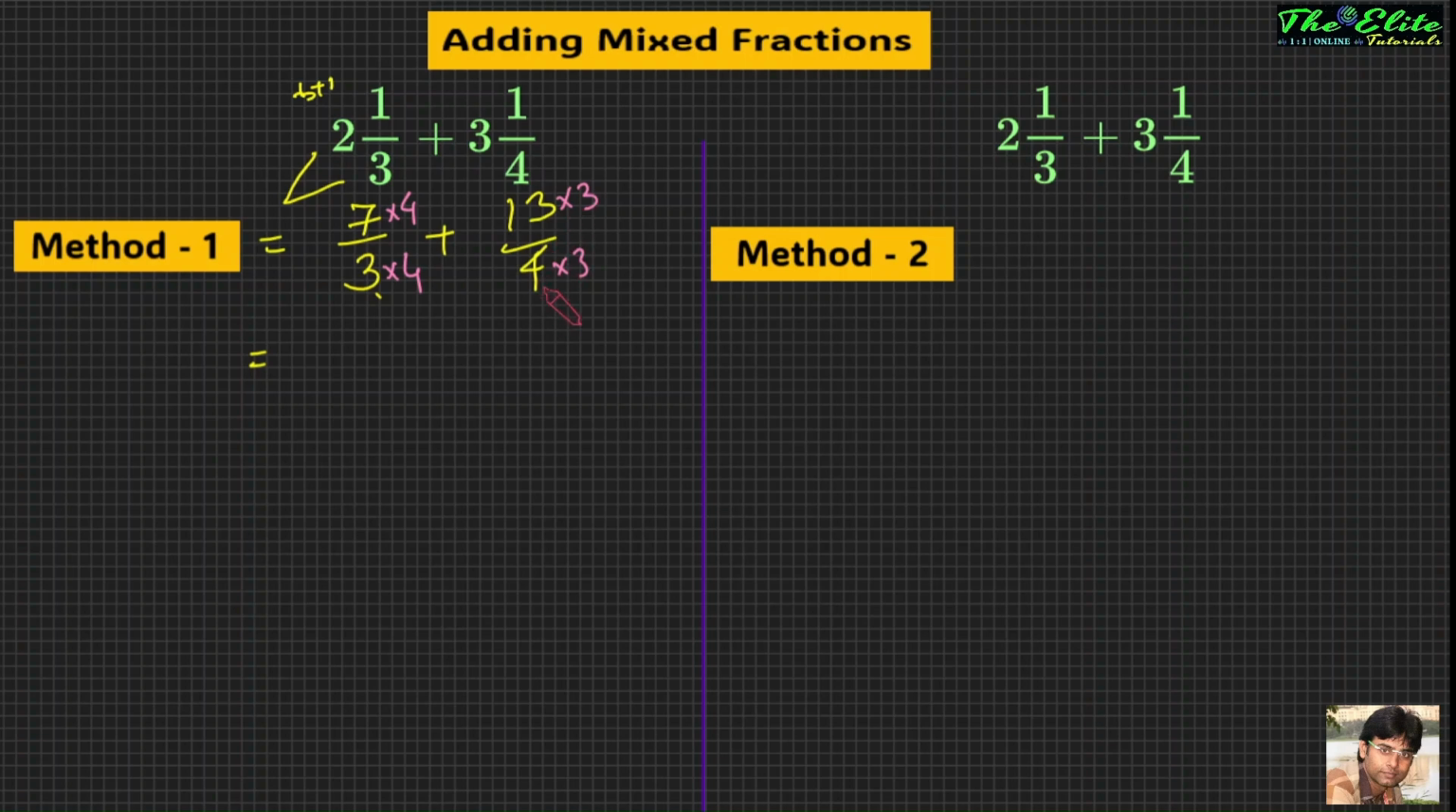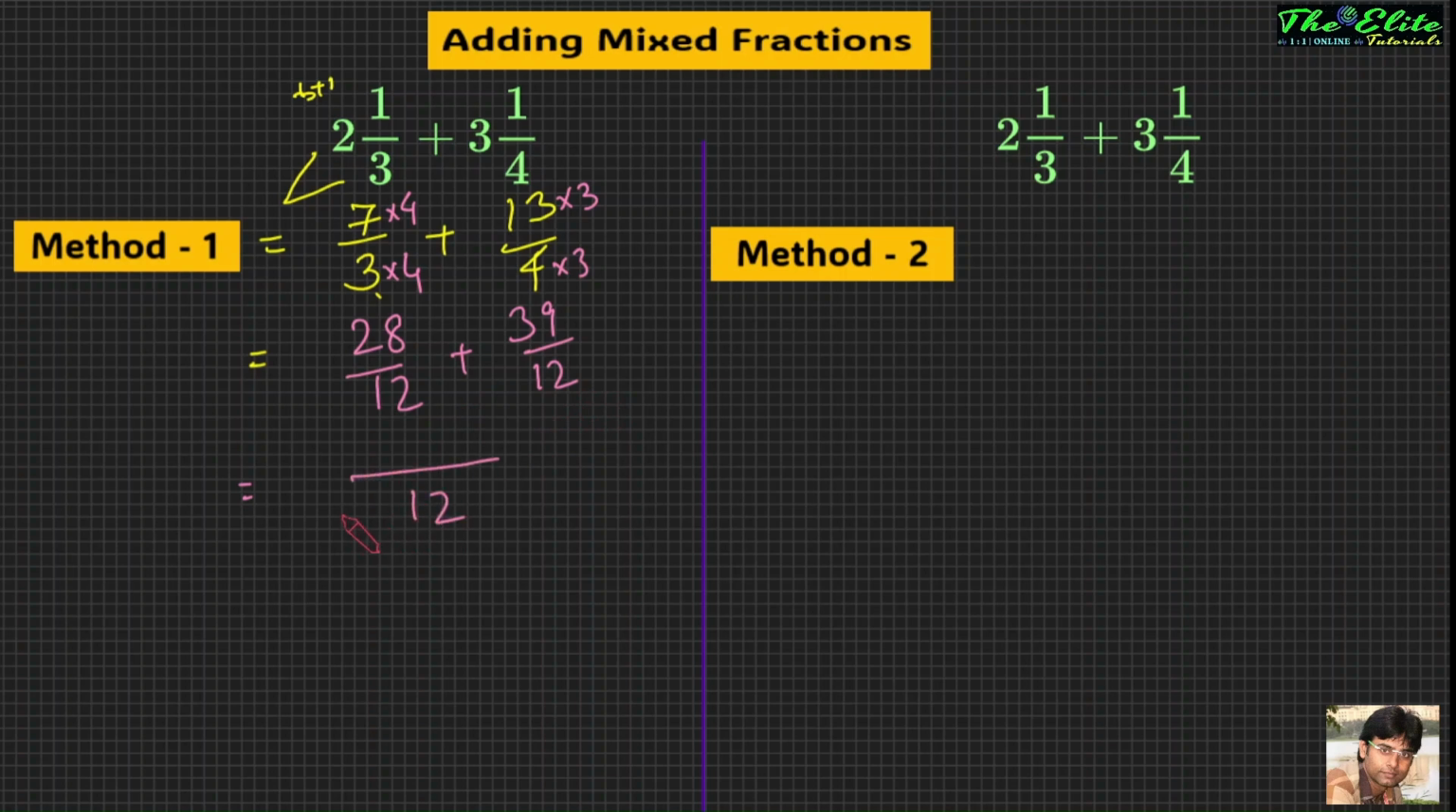So in order to make the whole fraction equivalent, you will multiply the numerator by 3 as well. Okay, so we are going to write their equivalent fractions. It will be 28 by 12 plus 39 by 12. Why we did that? Just to get their denominators common. Okay, and now it is easy.